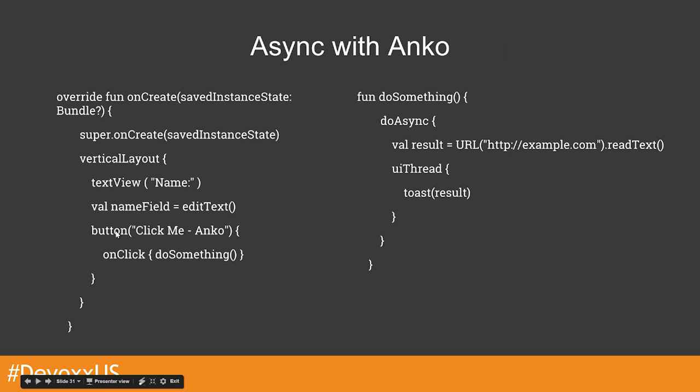Down here. Okay. And here is a simpler example of that same thing, where you have a function or just the code that you want to run in that closure, getting the text from a URL, and then on the UI thread, returning a toast result.